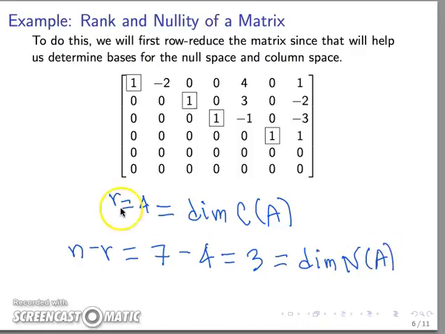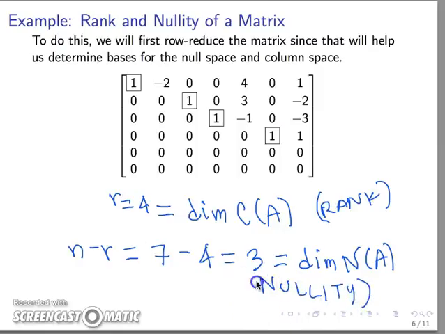So in this case, we would say that the rank of the matrix is 4. So this is what we call the rank. And we would say that the nullity of this matrix, the nullity here, is 3. So it has rank 4 and nullity equal to 3.